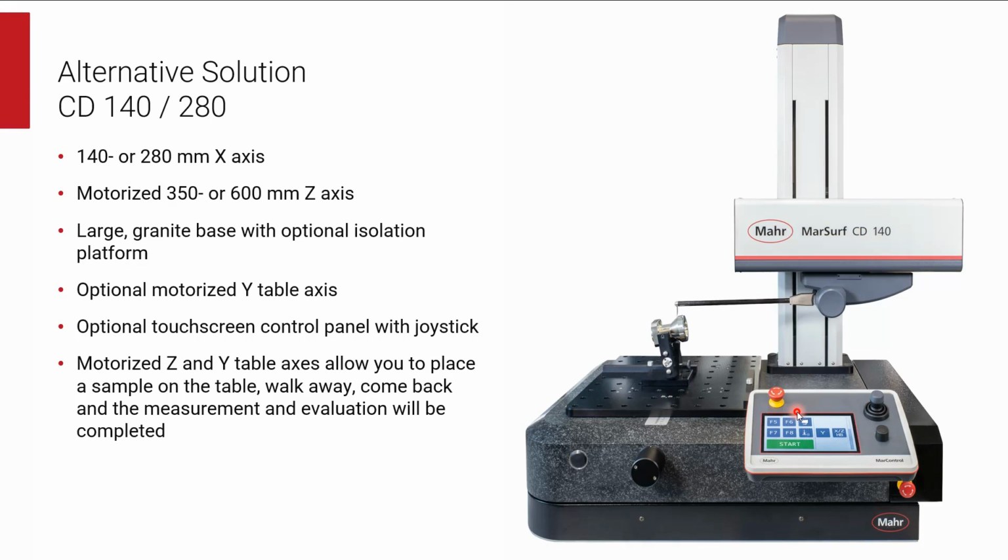So if you combine both a motorized Z and Y axis, this allows you to place a part on the machine, walk away, come back, and the measurement and evaluation will all be completed so that you don't have to do anything manually at that point. The motorized Y-axis helps with the ability of finding your high point or low point of the sample and making sure that you are in proper alignment with the drive unit.